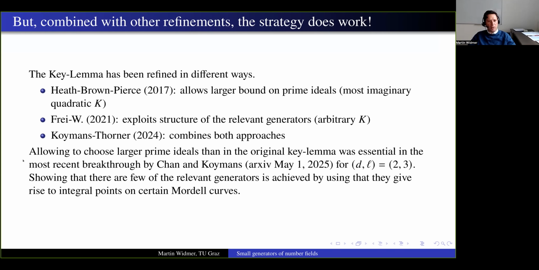And I should also say that the recent breakthrough of Chan and Koymans for 3-torsion in quadratic fields uses in an essential way that one can use larger prime ideals than in the original key lemma. The way they can control the number of generators sufficiently well is by observing that they give rise to integral points in certain model curves and then using appropriate bounds. So I think it's fair to say that in the end, with additional refinements of the key lemma, Ellenberg's original strategy actually does work. All right, that's it.